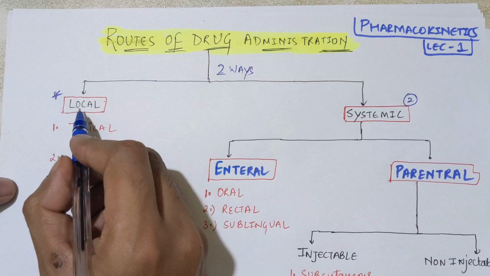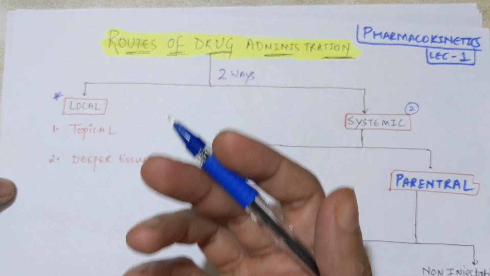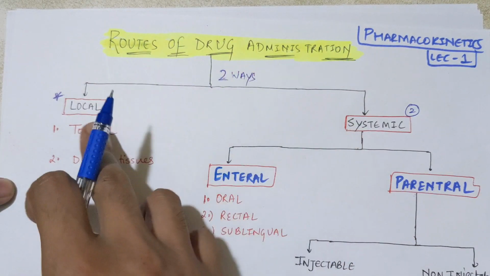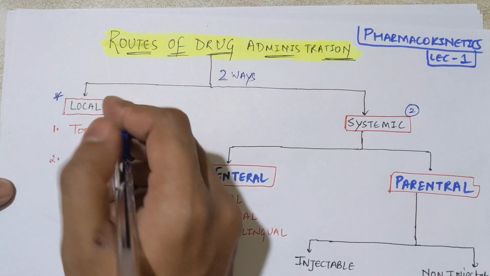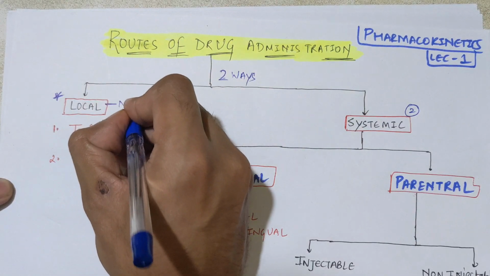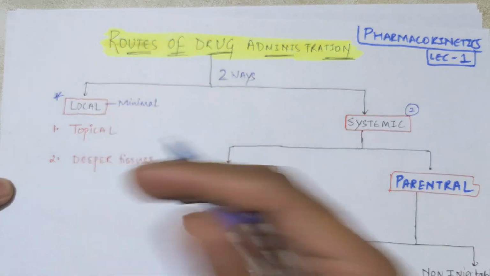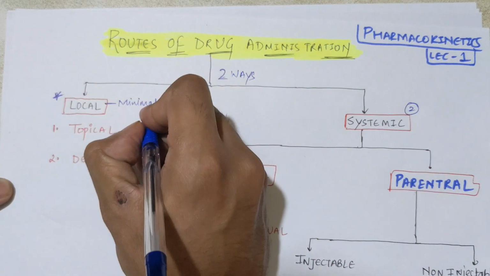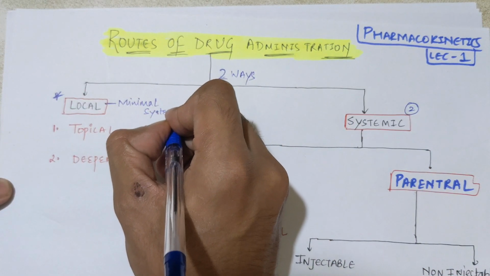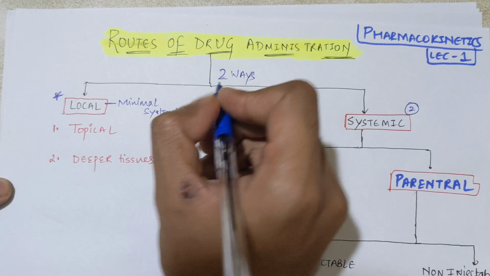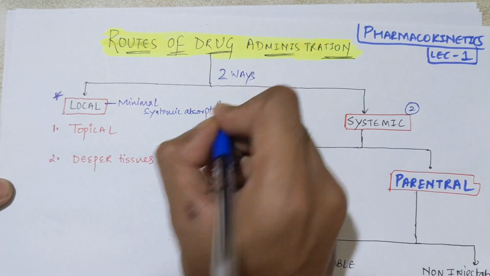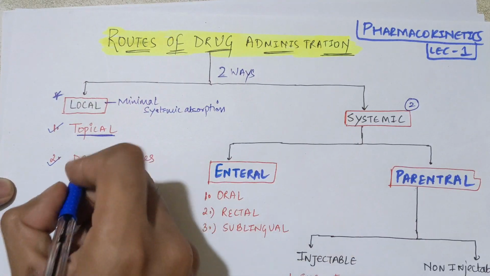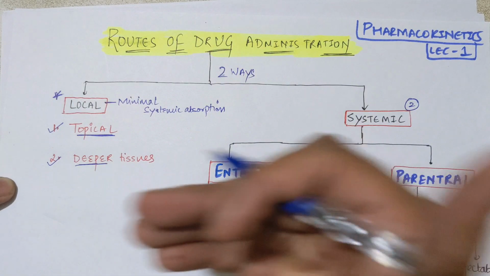Local route. Local generally means localized lesions, any type of lesion which is localized. In those lesions we use the local route. In this case there is minimal systemic absorption, so the drug is absorbed very little into the bloodstream as compared to the systemic route. Under this we have two ways: topical, meaning on the surface, and deeper, meaning inside a particular area in the deeper tissues.